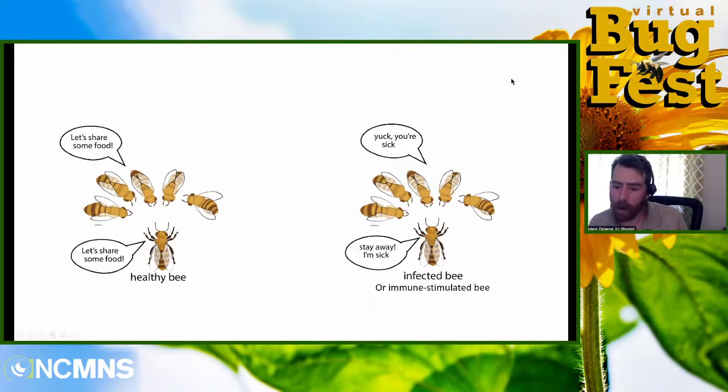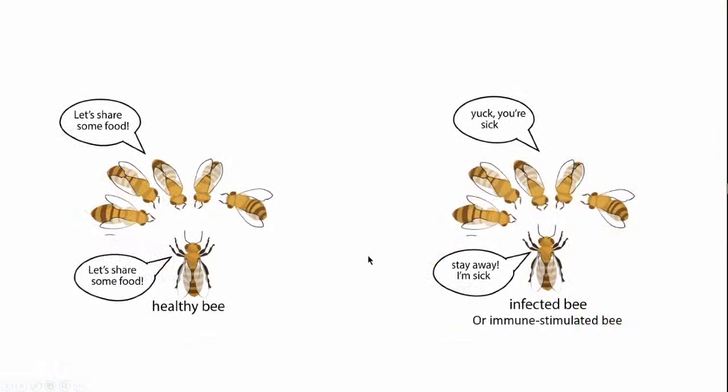But if a bee is infected or their immune system is stimulated, something is happening to make it so that the bees don't want to share food with them. We don't actually know if this bee is saying, stay away, I'm sick, or if the background bees are saying, ooh, you smell weird, no thank you, or if it's both. And we'll talk a little bit about how we might figure that out later. What we do know is that this phenomenon does seem to happen.